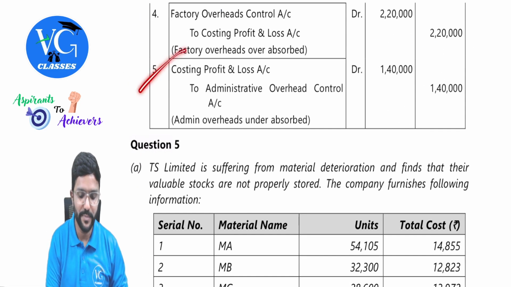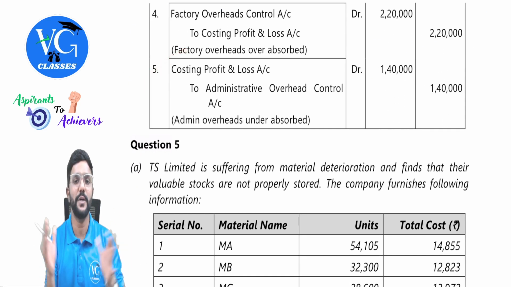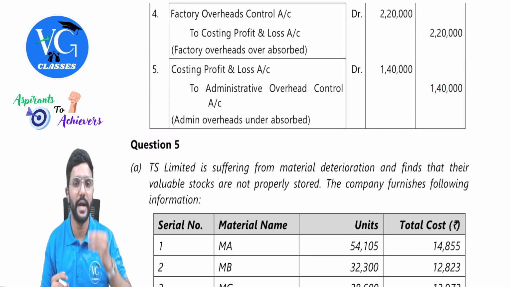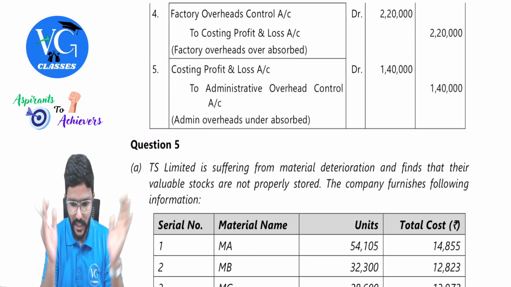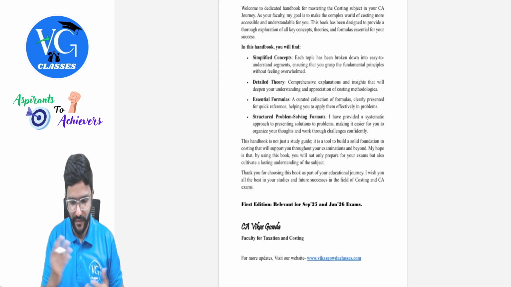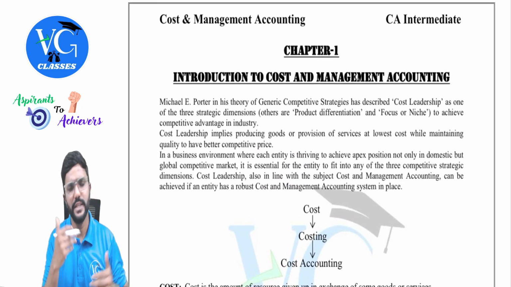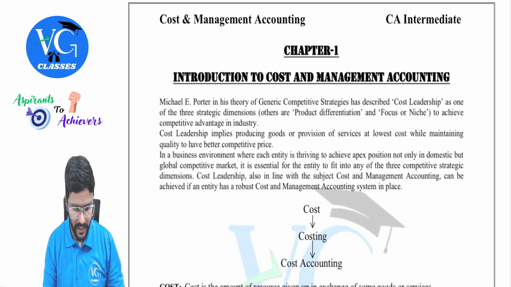Okay. So costing profit and loss account to administrative overhead control account 1,40,000, 1,40,000, being administrative overhead under absorbed. Got it? Yes. I will just show you. We have learned even the journal entries whenever there is an under absorption, over absorption. We have seen the accounting of it as well as the journal entry. I will just show you.